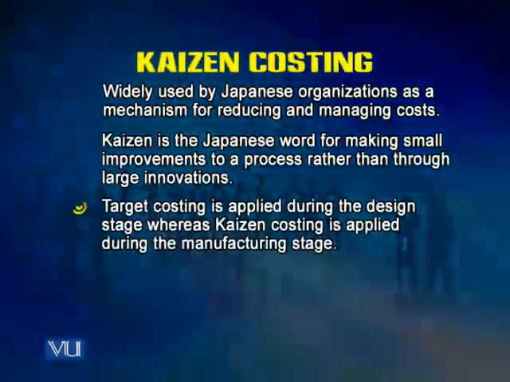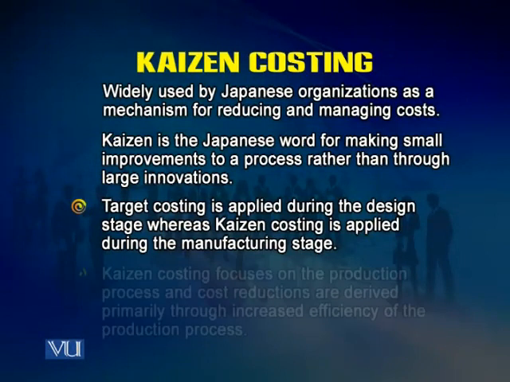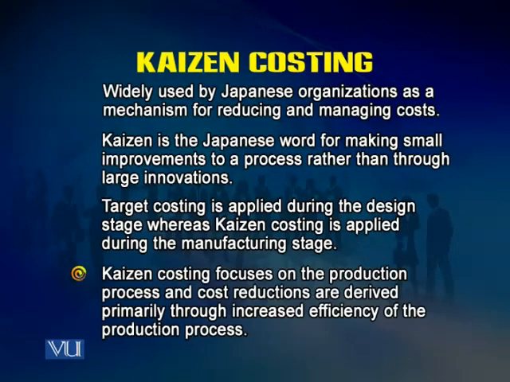small Kaizen type costing processes where they are identifying small areas of improvement, and you do that on a continuous basis, and that is going to result in cost savings, and therefore it is going to enhance the profitability of the organization and the products. Target costing is applied during the design stage, whereas Kaizen costing is applied during the manufacturing stage. Kaizen costing focuses on the production process, and cost reductions are derived primarily through increased efficiency of the production process.